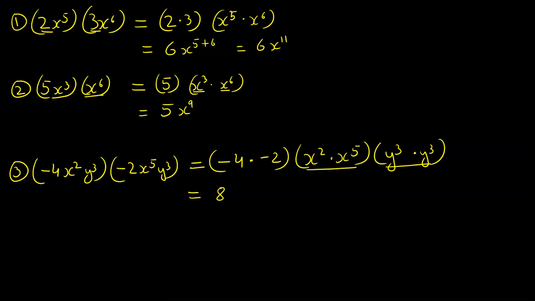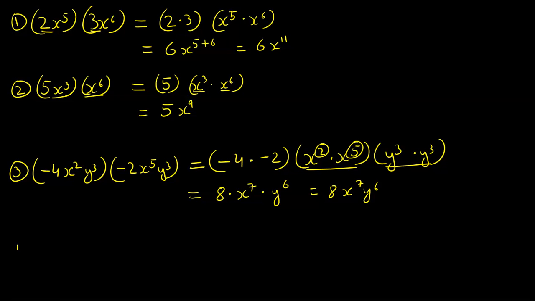And then we have x, which is again, when the same base is multiplied with each other, we simply add those powers together. So those powers are 2 plus 5. We get 7. And then we have y, 3 plus 3, 6. And that is our final answer. We can write it like this.